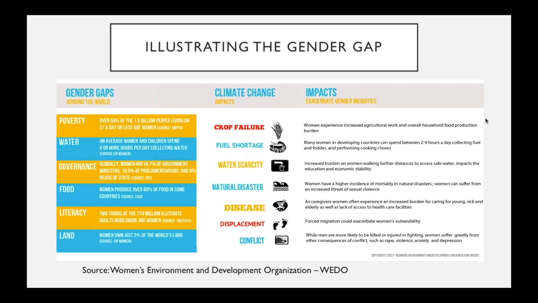For example, according to this graph developed by UN Women in relation to water, in many countries, women and children spend 8 or more hours per day collecting water. So you can imagine that when water becomes increasingly scarce as a result of climate change, that increases the burden on specifically women and children here significantly.